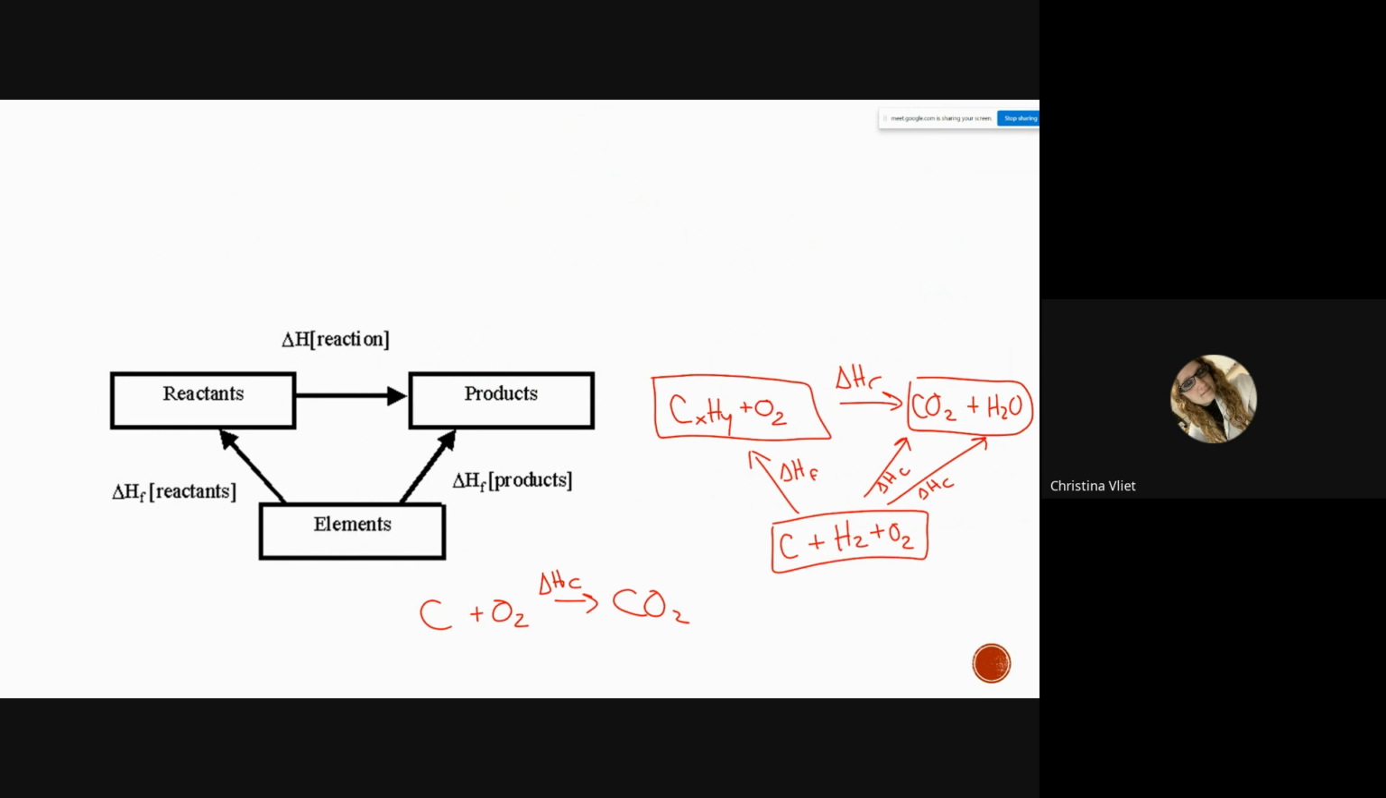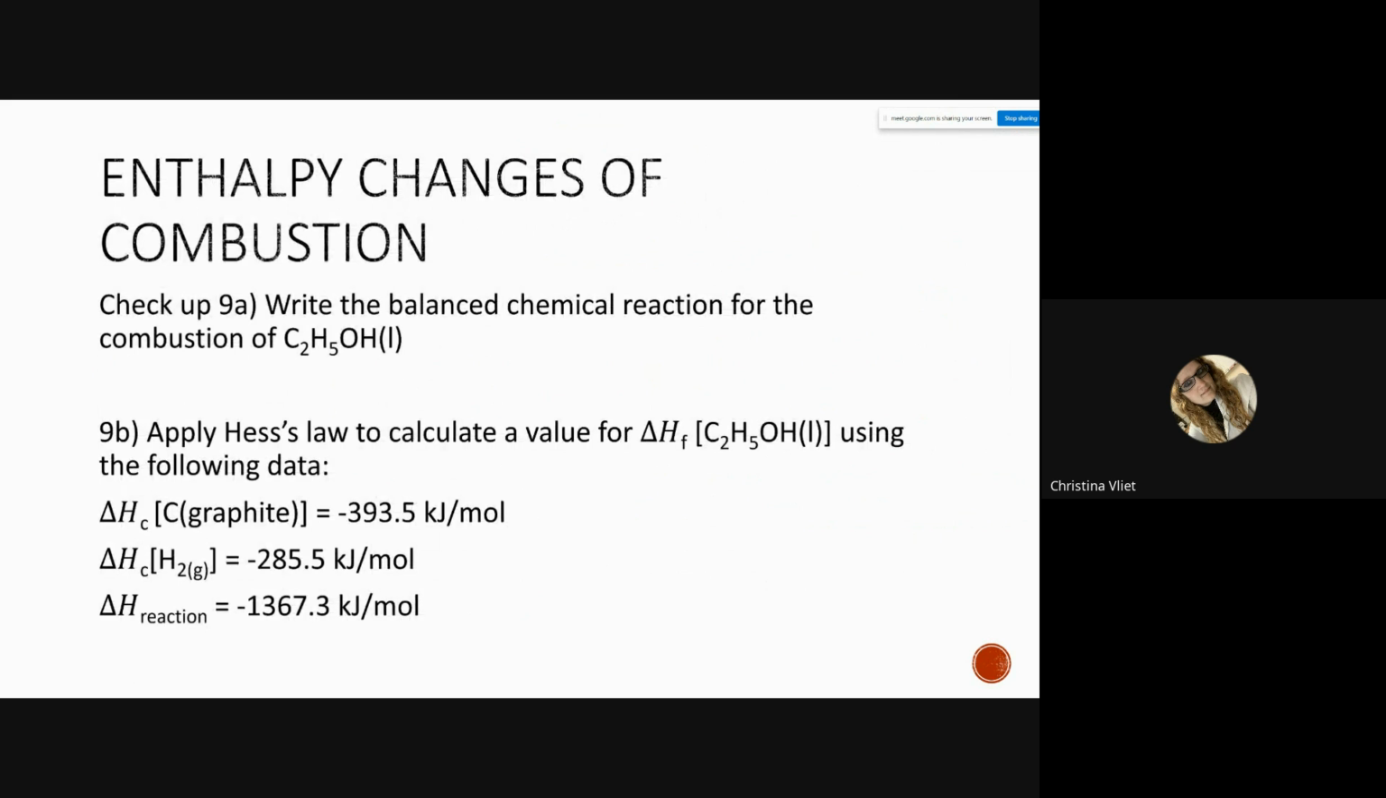So let's take a look at the question. I gave a full slide just to give you a heads up to solve, because this takes up almost all the space. Enthalpy changes of combustion. First question, checkup 9A. Checkup means it comes from the textbook. The question is, write the balanced chemical reaction for the combustion of C2H5OH liquid. That's ethanol, right? So we have space to do that here.